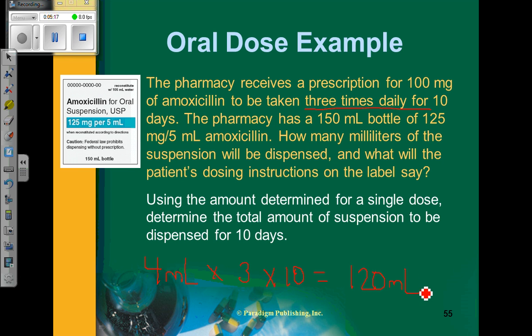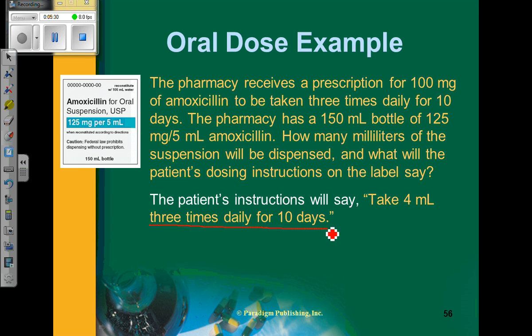Next, if you were to type out the label, what would it say? It would say, of course, take 4 milliliters 3 times daily for 10 days.